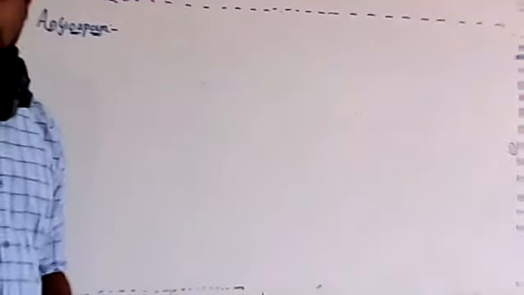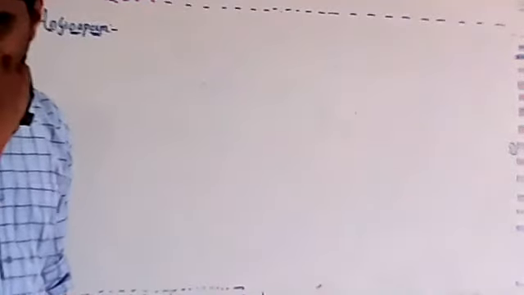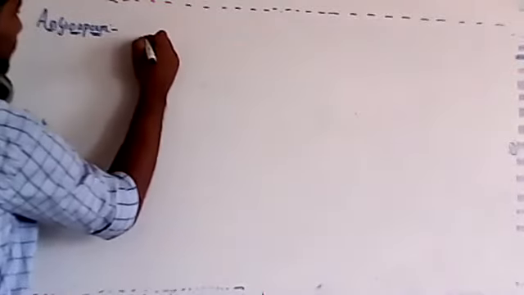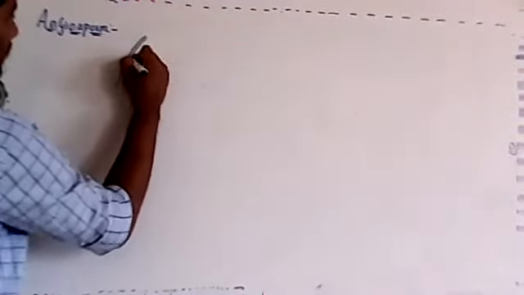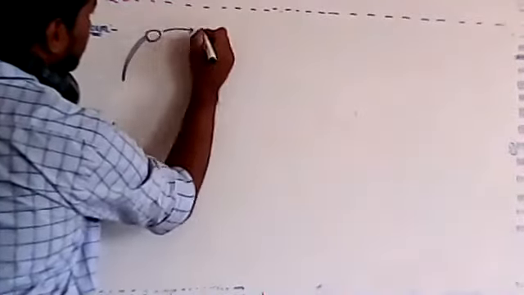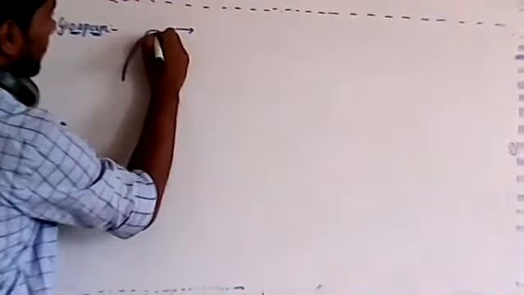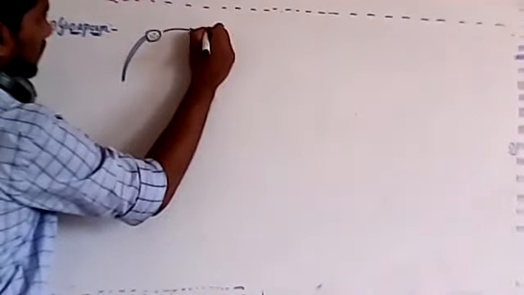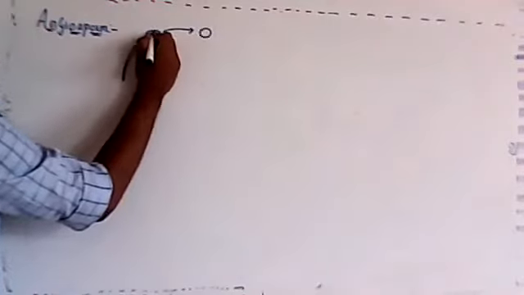Okay, so in angiosperm, the male gamete is produced in the anther. You have a filament and an anther. Inside the anther, pollen grains will be present, and many pollen grains will be present in this anther.